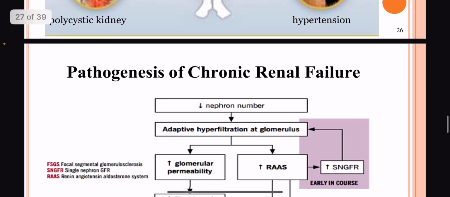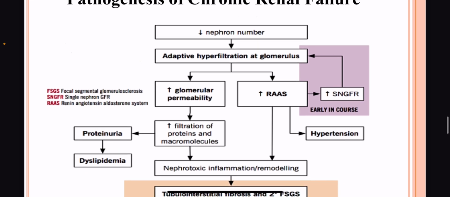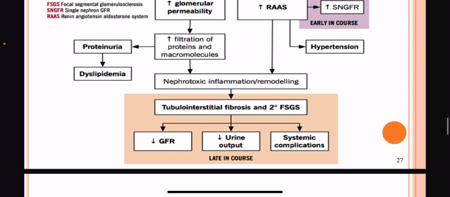So what is pathogenesis? Pathogenesis is basically the mechanism of chronic renal failure. If the number of nephrons is decreased in our body, then our kidney adapts with a hyperfiltration mechanism, by which focal segmental glomerulosclerosis, single-nephron GFR, and the renin-angiotensin-aldosterone system are disturbed, which collectively lead to kidney failure.